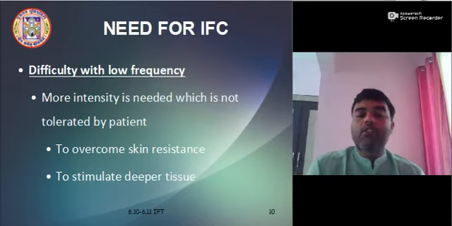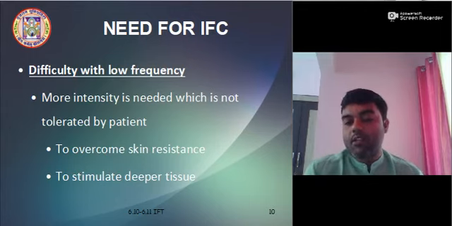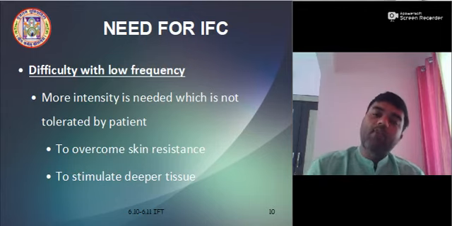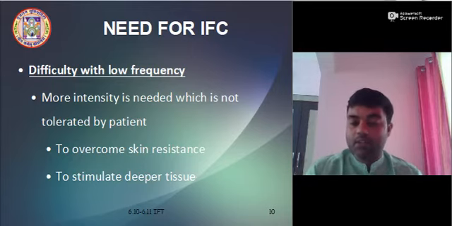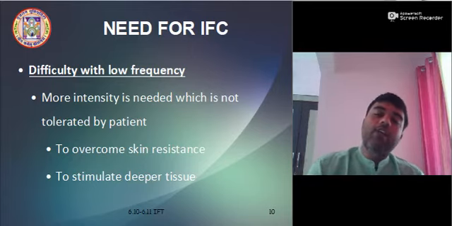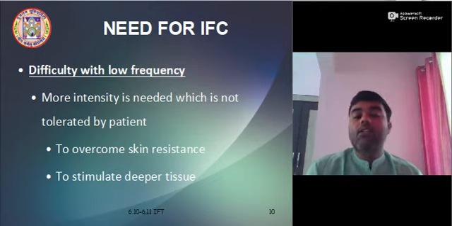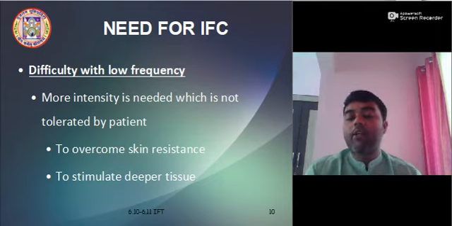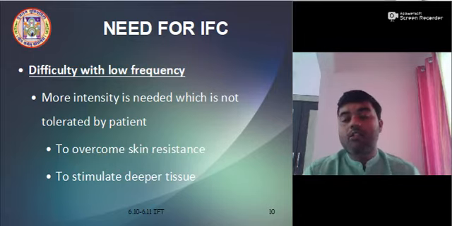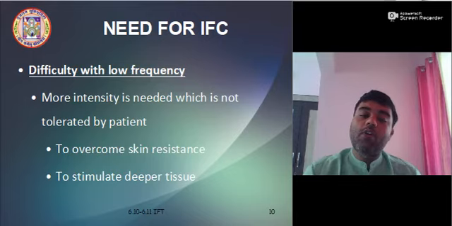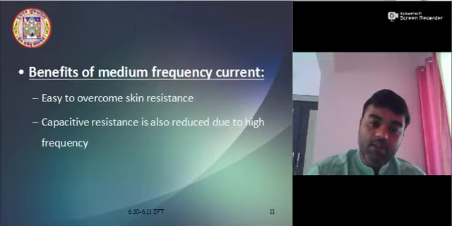Now one should understand the need for IFC. See, we have to have a reason why we are using IFT or IFC, interferential current. When there is difficulty with low frequency, more intensity is needed, which is not tolerated by the patient. Overcoming skin resistance is also difficult, and it stimulates deeper tissues also. So difficulty with low frequency occurs.